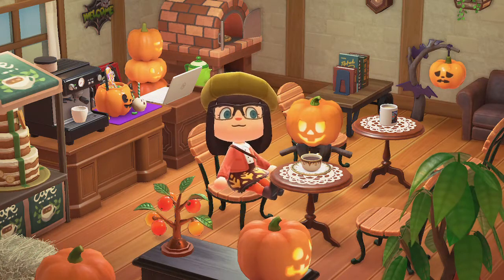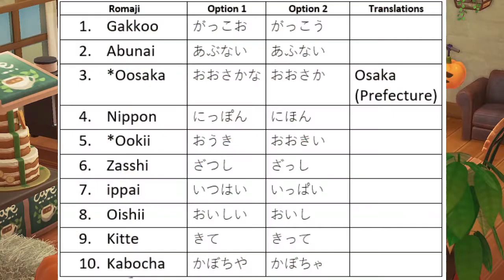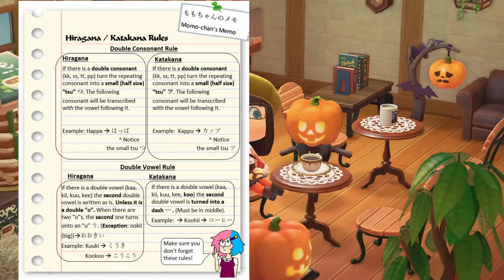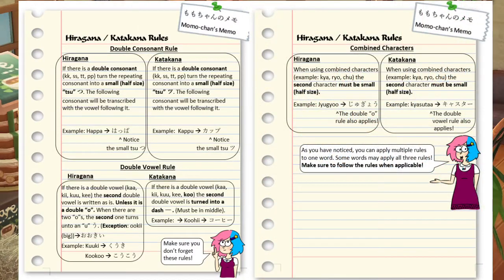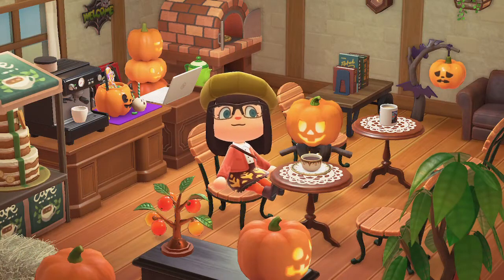For our assignment for this week, I will give you a list of Japanese words written in romaji, and you must choose the right way to write each word in hiragana. I will also give you a handout of all the rules that I have mentioned. I highly recommend that you print this out and keep it with you so it's easy to refer back to. You should also print out a hiragana chart and the special hiragana chart that I have also attached.